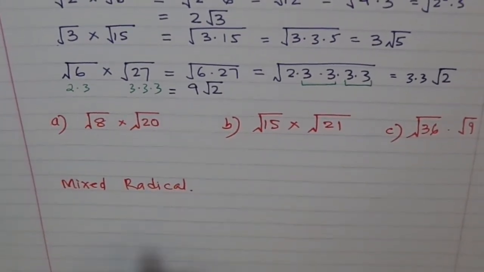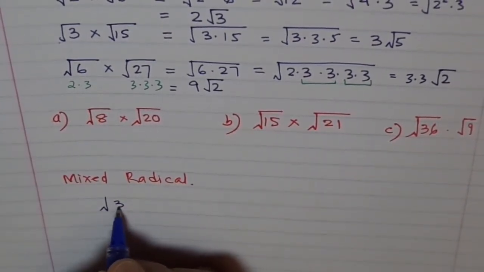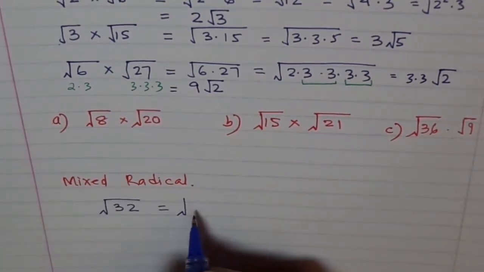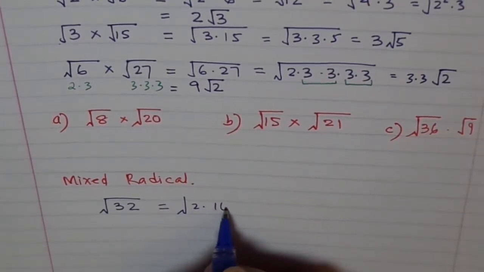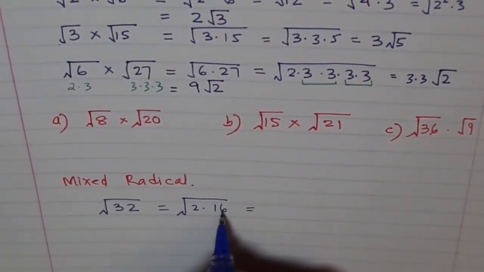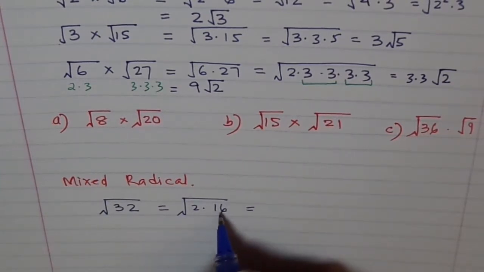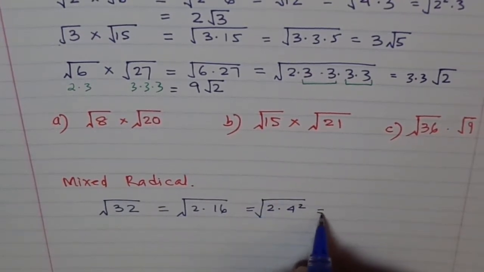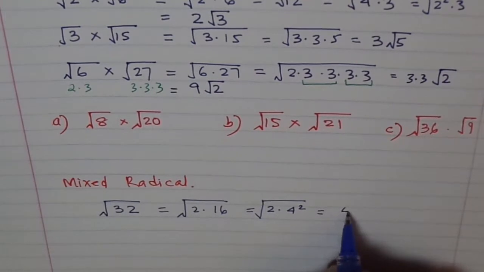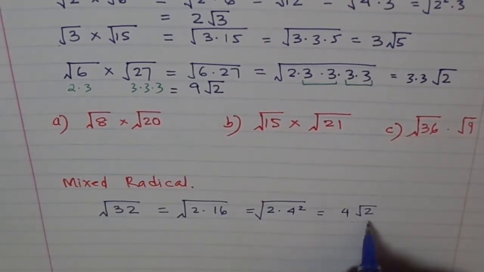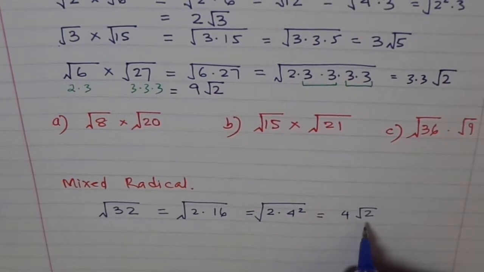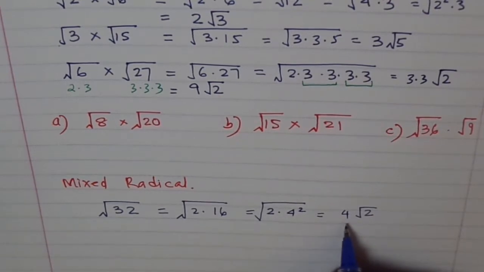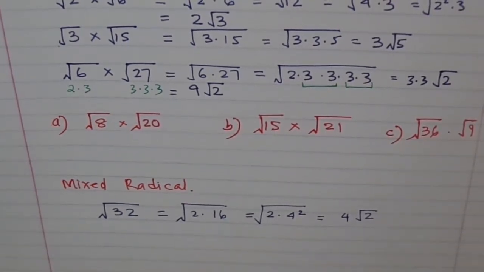So let me take, let's say, square root of number 32. Number 32 can be written as 2 times 16. And 2 times 16, 16 is a perfect square of 4. So 4 square, right? So like 2 times 4 square, square root. And now this can be brought out, and so it becomes 4 square root 2. So when we do this, we call this a mixed radical, because this is the radical part and that's the number before the radical. So that's a mixed radical. Do you get the concept of mixed radical?